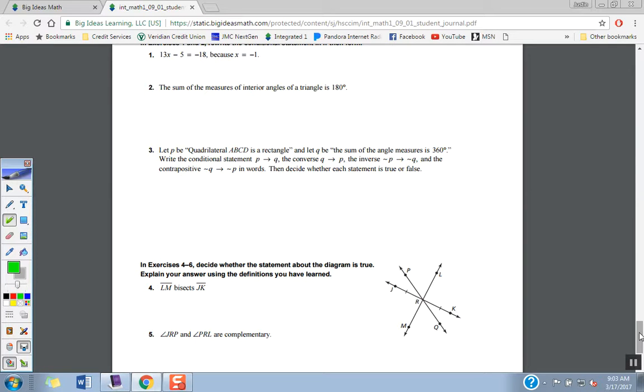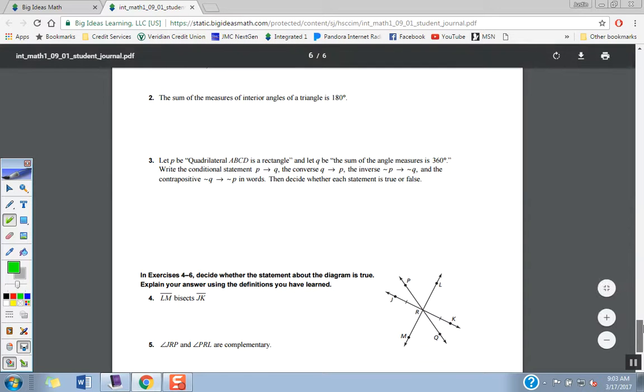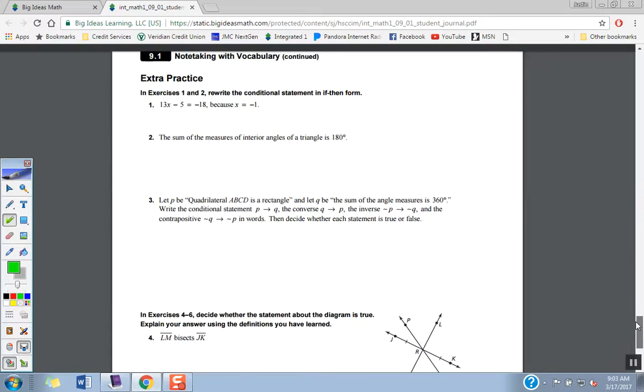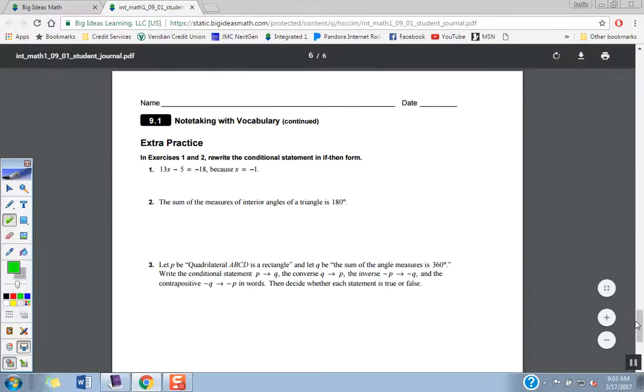All right, here we go. All right, here's what we're going to do. It says rewrite the conditional statement in if-then form. So in number 1, it says 13x minus 5 equals what, kids? -18. And then because x equals -1. Want us to write this in if-then form.